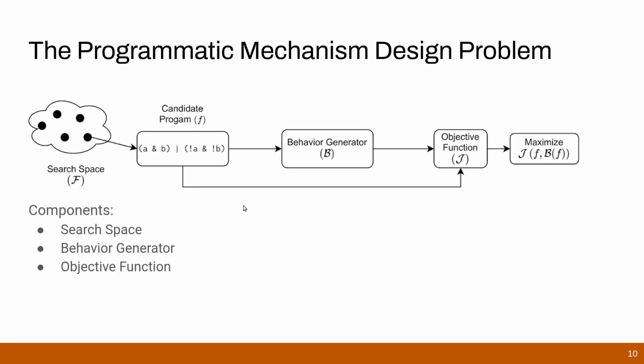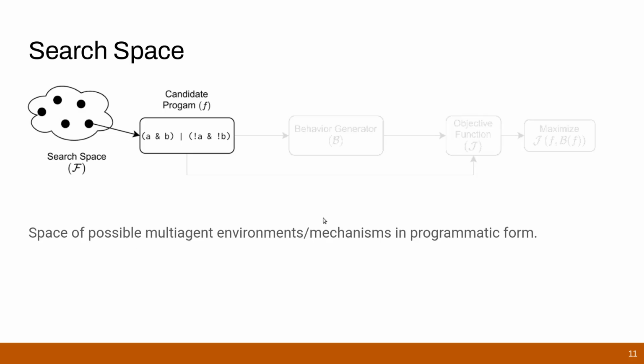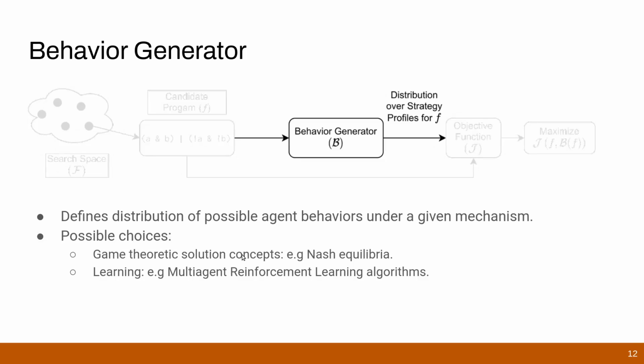Now we present our program synthesis formulation of mechanism design. There are three components in the formulation which we now discuss. The first is the search space, which is a space of admissible multi-agent environments represented by programs. And next is the behavior generator, which for a given mechanism defines the distribution of possible agent behaviors that could result from that mechanism. Possible choices include game theoretic solution concepts such as Nash equilibria or learning algorithms, particularly multi-agent reinforcement learning algorithms.